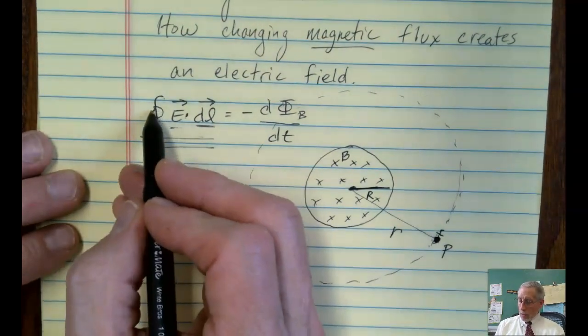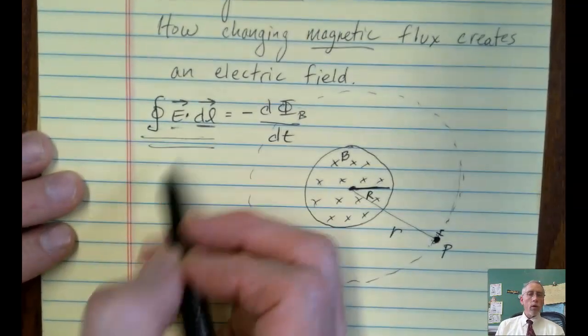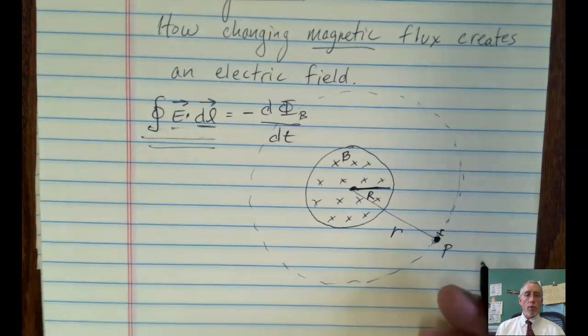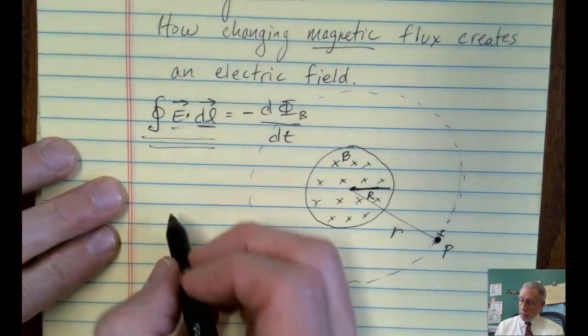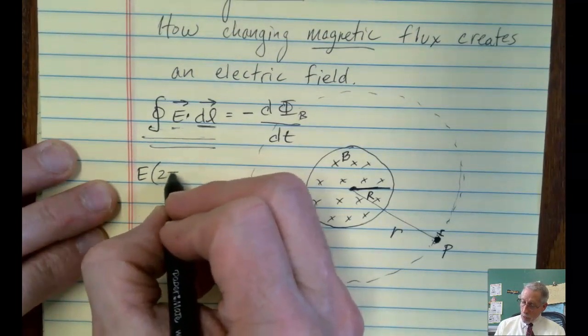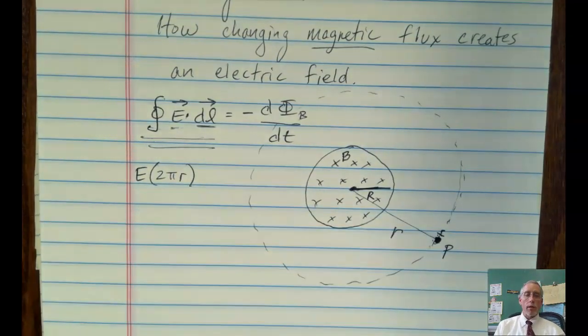And so all I'm left with is the sum of all the little steps along that path, which for a circular path is called a circumference. So this whole left side becomes E times 2 pi little r. That's the circumference along that path.